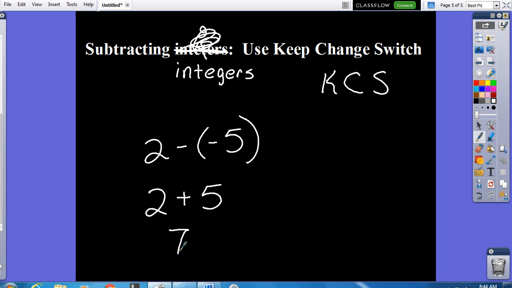And one more example showing the keep, change, switch to make this an addition problem. Let's say I have 6 minus 10. Well, it looks like I'm trying to take away more than I have over here. So it looks like my answer will be negative, but let's go ahead and use the keep, change, switch to make this an addition problem.